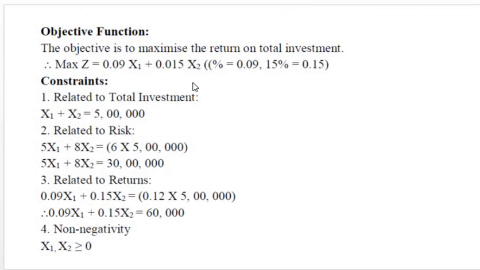So if we consider the investment, we can formulate the maximize Z objective function as 0.09x1 plus 0.15x2, and constraints are also formulated. So here we need to consider risk factor and return.